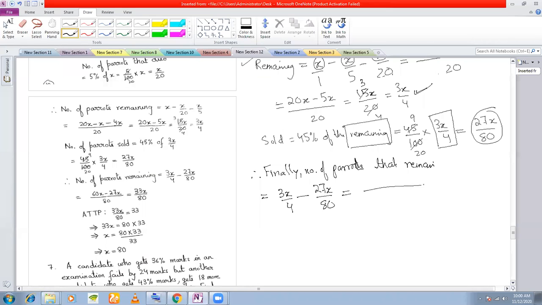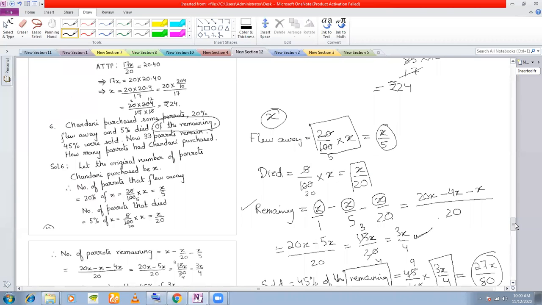So now you take the LCM once again. But LCM of 4 and 80 is 80. Okay. So you have 80 by 4 is 20. 20 into 3 is 60. Minus 80 by 80 is 1. 1 into 27x is 27x. I just showed you how to take the LCM. So this comes to 33x by 80. And what is given here? That now only 33 parrots remain.